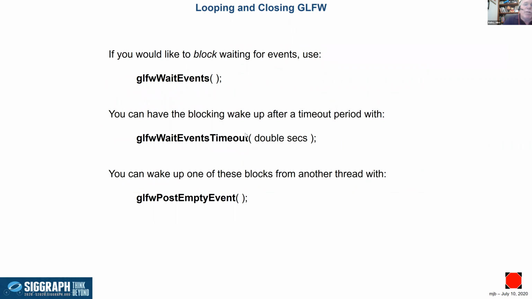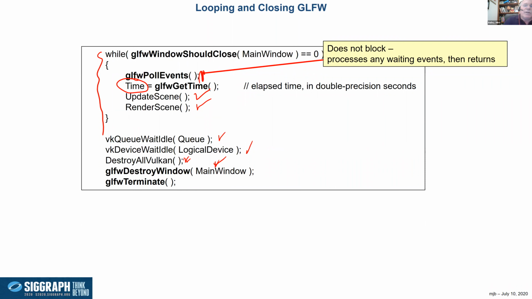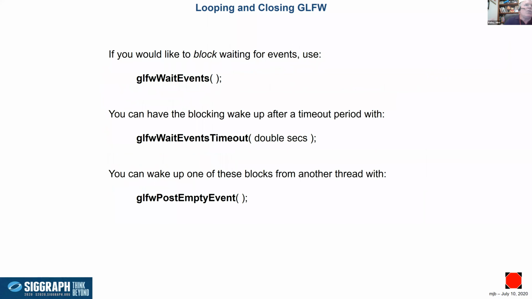If you do want to block waiting for events, remember GLFW poll events does not block. It returns immediately if nothing's been hit. But if you are waiting for something before going on, then you can do this, wait on events. If you want to wait on something, but you want to return after a certain number of seconds, there's a timeout version of this same function.